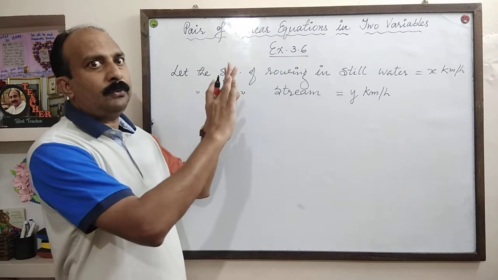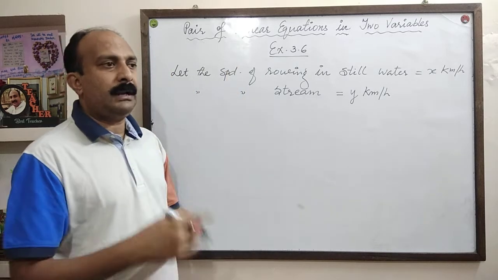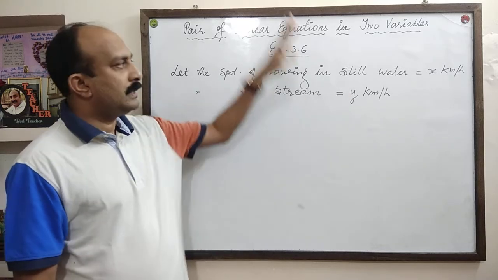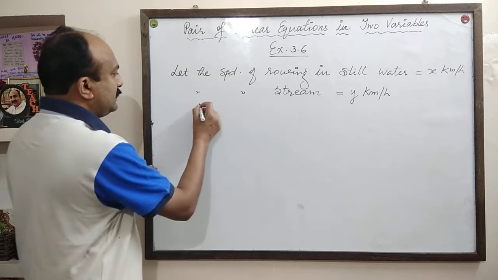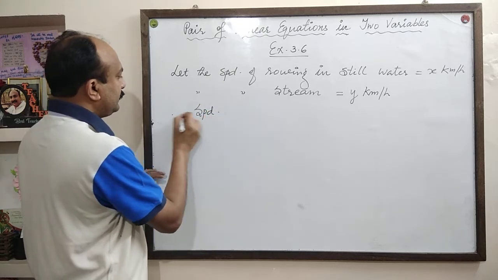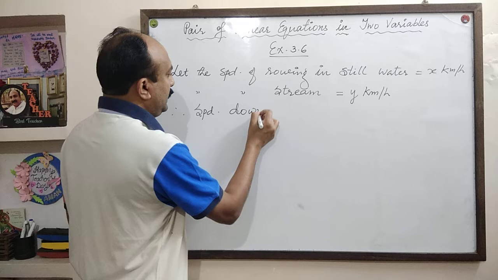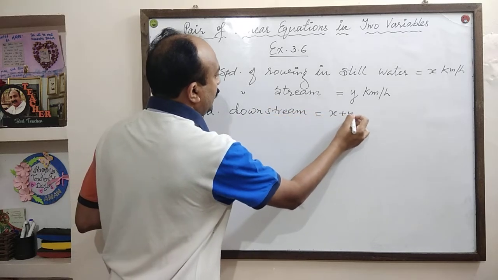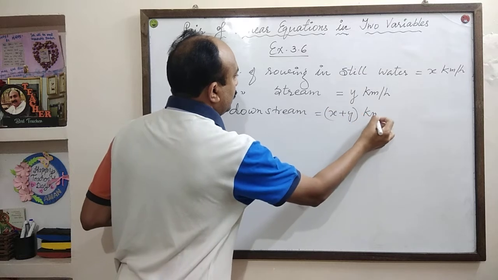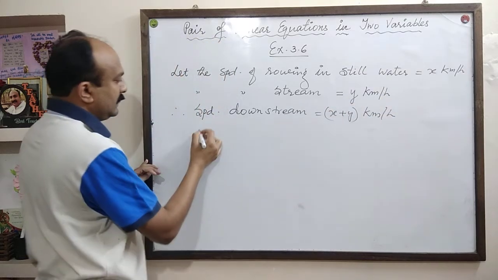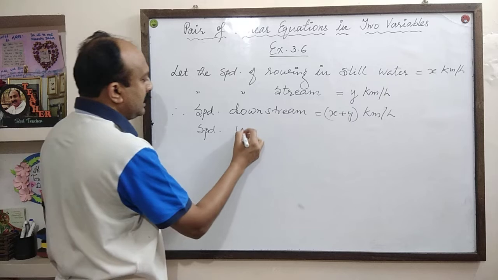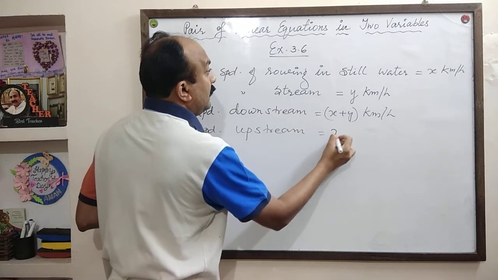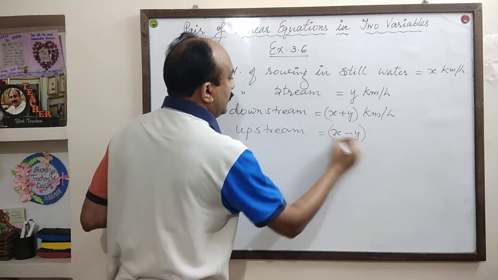But it is very difficult to flow upward. While going upward, you have to overcome this y km per hour. So speed downstream is equal to x plus y kilometer per hour. Now speed upstream is equal to x minus y kilometer per hour.